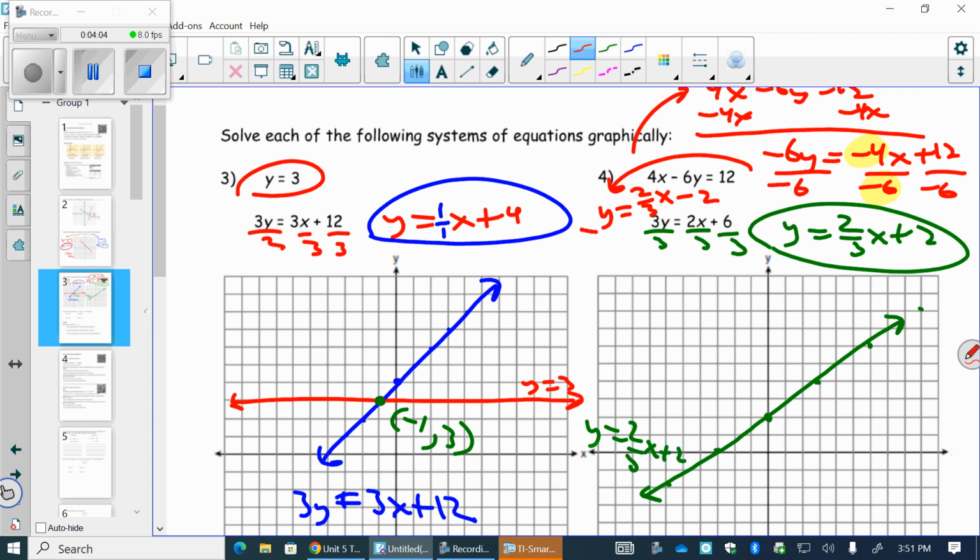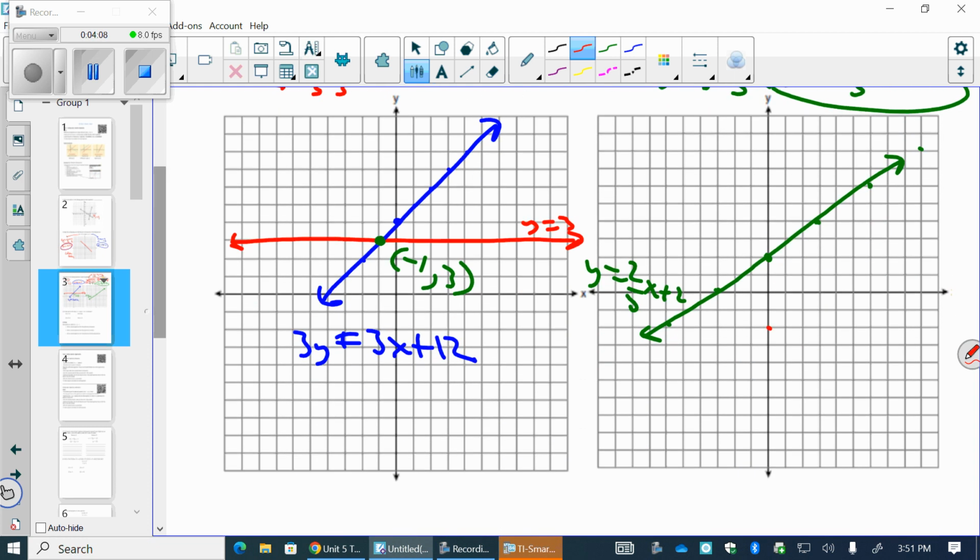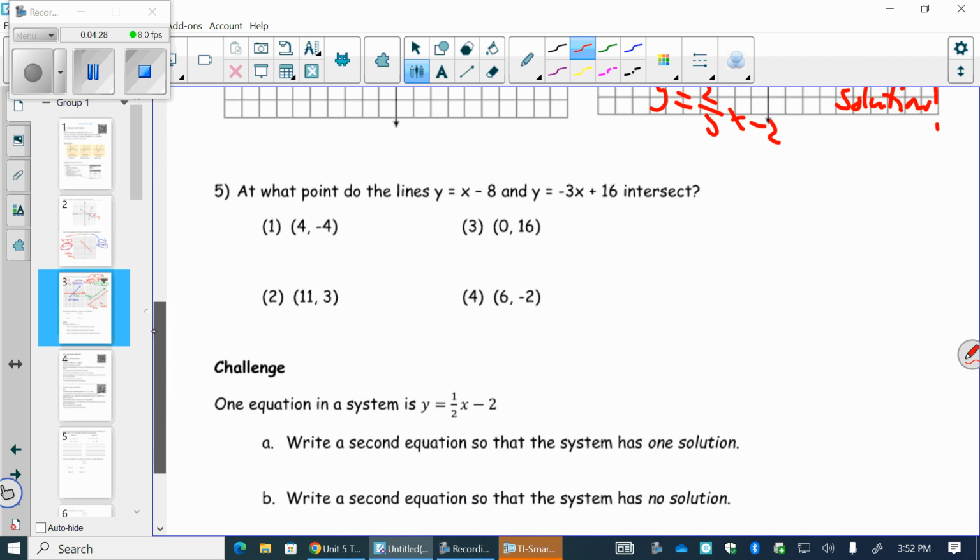The other one, this one in red, is going to start at negative 2. And that's also going to go up 2 over 3, up 2 over 3. Down 2, back 3, down 2, back 3. And I think, Anthony, you notice what you say about these lines? Parallel. They're parallel. So that means they're never going to cross. No solution. That's right. That's what that is. Okay. Let's take a look at the next one.